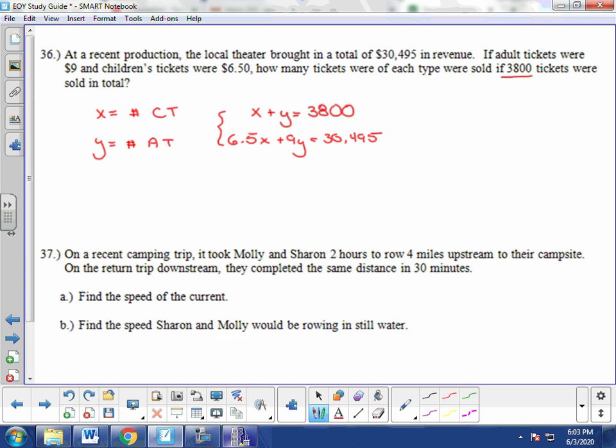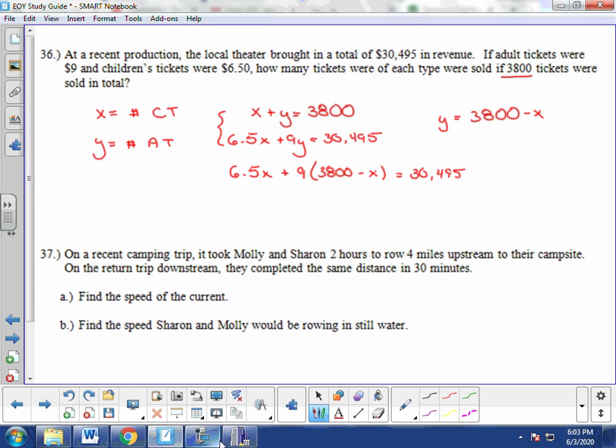I'm going to walk through how to do this algebraically. So I'm going to solve this by substitution. I'm going to get y by itself for the first equation. So I'm going to subtract x from both sides. Then I can take that value and substitute it into the second equation. So this would be 6.5x plus 9 times 3,800 minus x equal to 30,495.